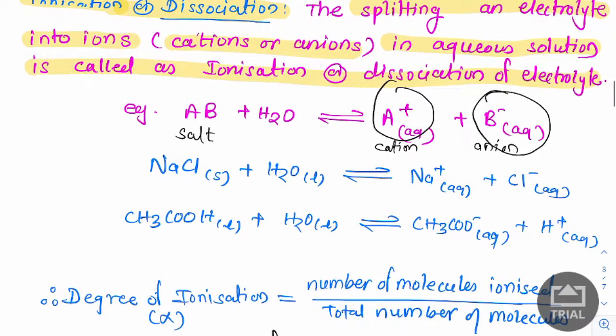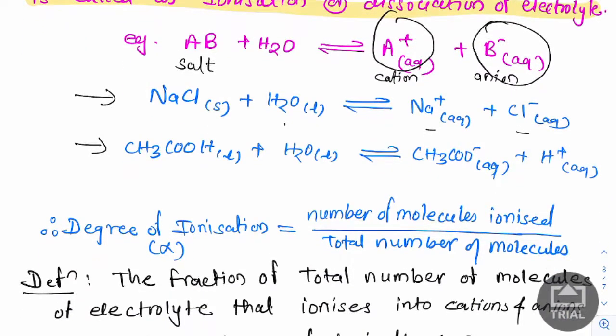For example, consider NaCl, sodium chloride. When dissolved in water, it forms solvated sodium ion and solvated Cl minus ion. The second example is acetic acid. When you dissolve acetic acid in water, it forms the solvated H plus ion and the solvated acetate ion.